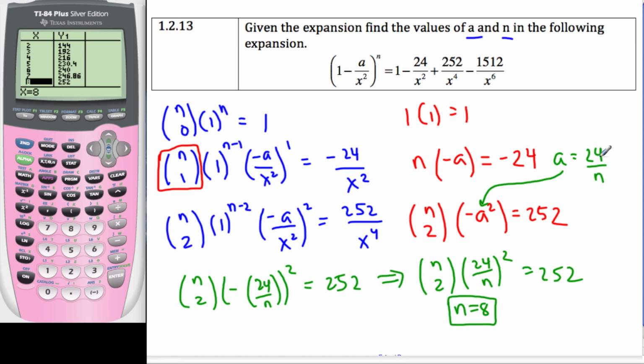Now, if we find a, 24 divided by 8 should be 3. And if you'd like to check, you can just expand this and find the fourth term there, and you'll see that the fourth term is negative 1512. So there you go.